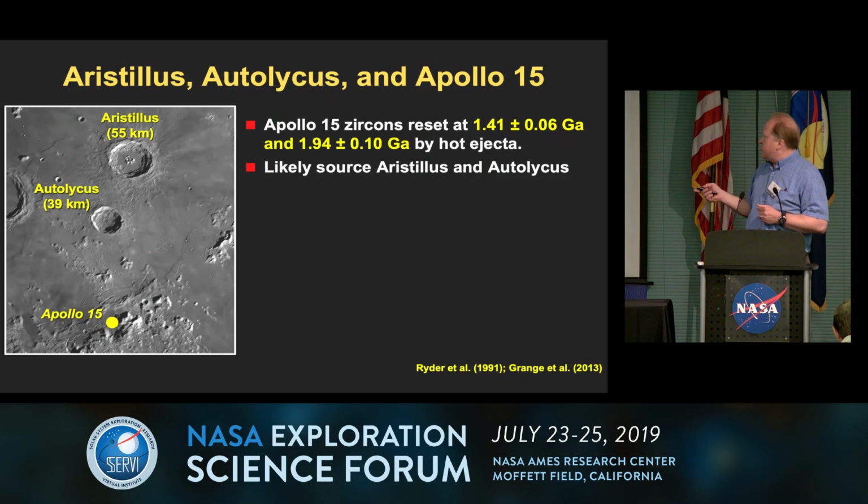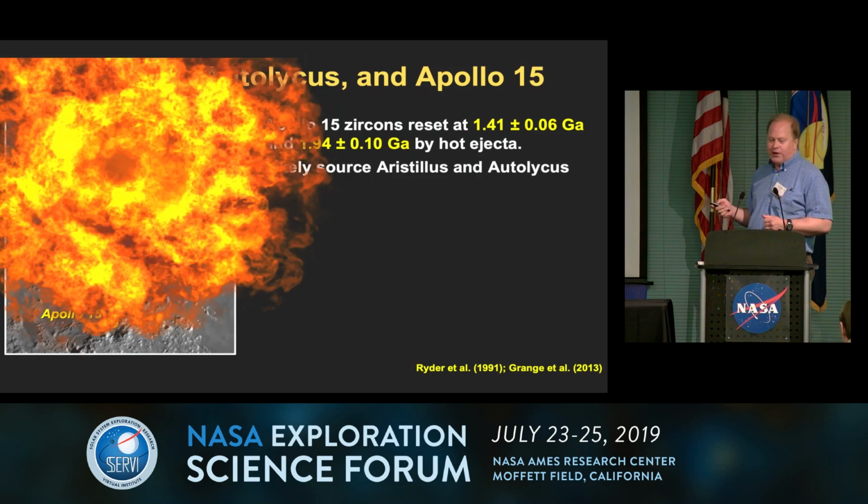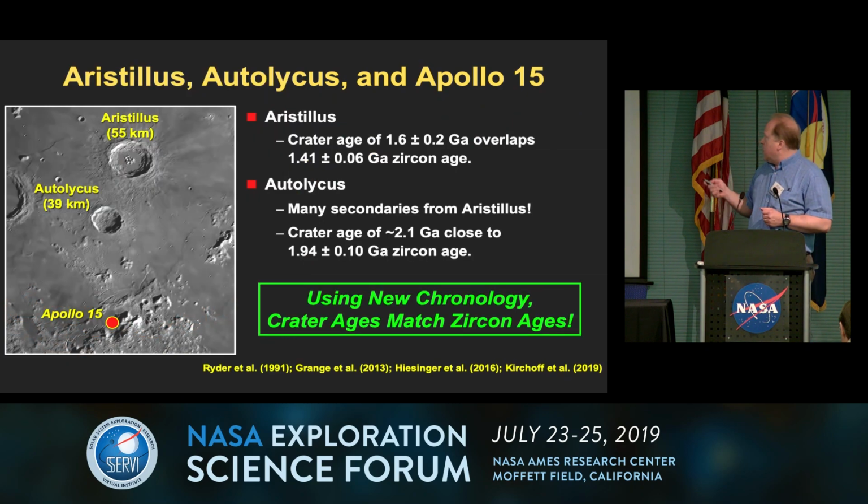And the interpretation is that they probably had to be reset from ejecta from these two big craters, Eris and Aristillus. Okay? So the question is, what age are those craters? Okay, so just for reference, if you want to see how zircons might get reset, imagine Eris is forming and it's sending out hot ejecta and it's going all over the place, and eventually it lands, and that's how you reset samples at the Apollo 15 site. So if you look at Eris and you look at the crater age we would get from Michelle Kirchhoff's work, we estimate an age of about 1.6 billion years. That matches really well the zircon age.